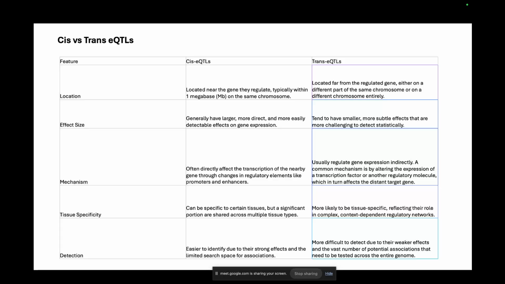So again, a cis eQTL is very close by to the gene and can affect the gene expression directly. But a trans eQTL is far away from the gene and indirectly affects the gene expression. And it is much harder to detect in terms of finding eQTLs. Trans eQTLs are much harder to detect than cis eQTLs.